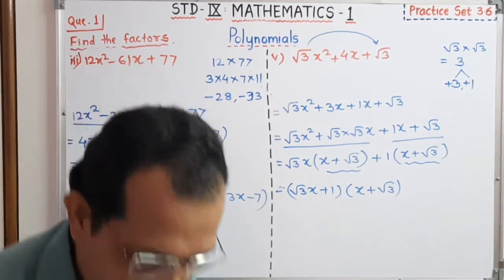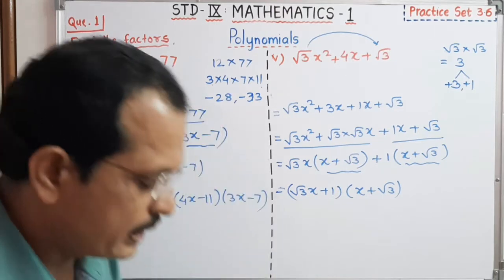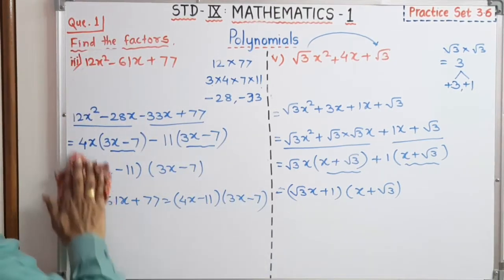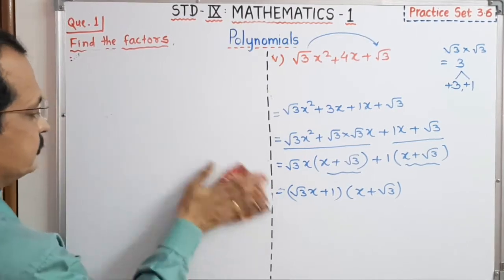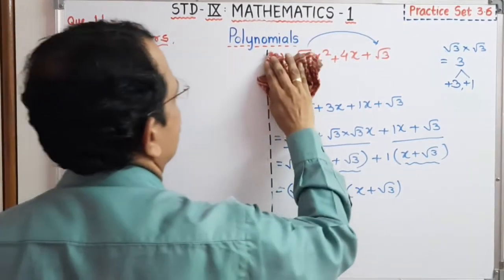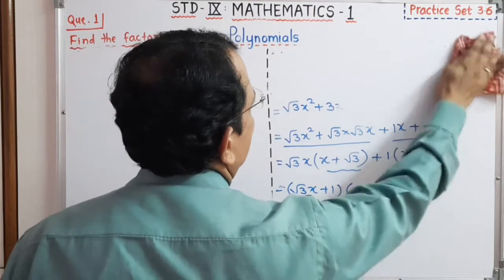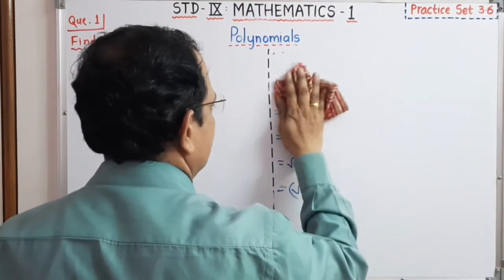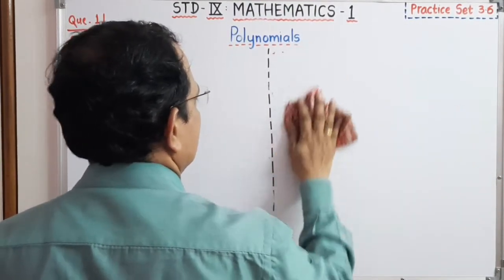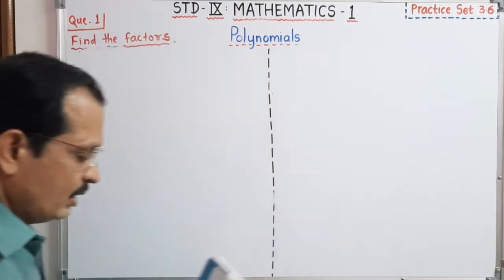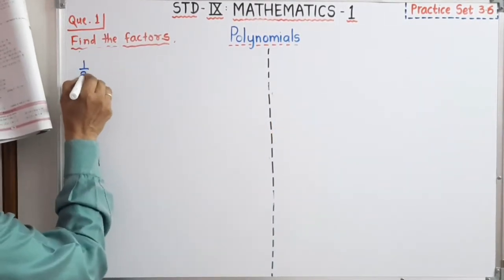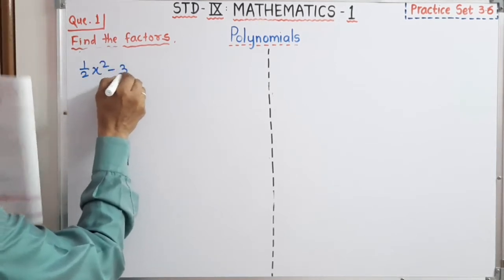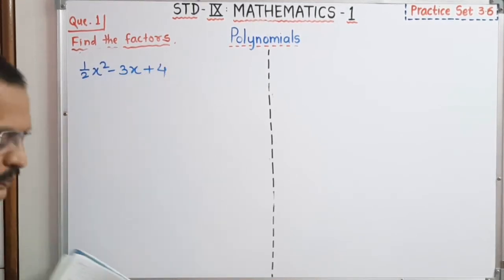Now we have to start with the last sum, that is also an important one. It is the fifth one. Say it is 1 upon 2 x square minus 3x plus 4.